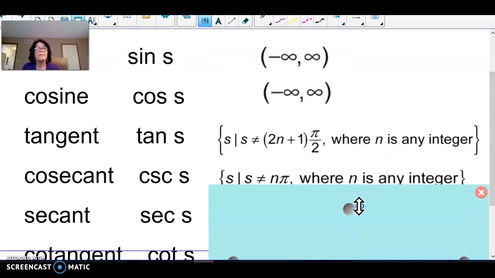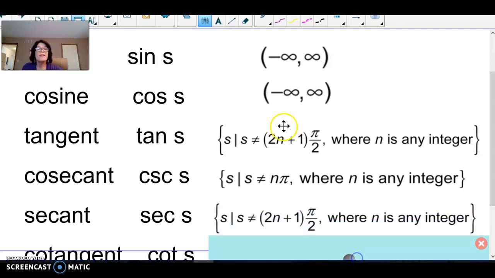Cosecant. We have to be careful with all the n pi's. Any n, pi, 1 pi, 2 pi, 3 pi, 4 pi, 5 pi. Cosecant does not exist. Why? Because it's 1 over sine, and that's where the y coordinate is 0. Wherever y is 0, nope, not happening.